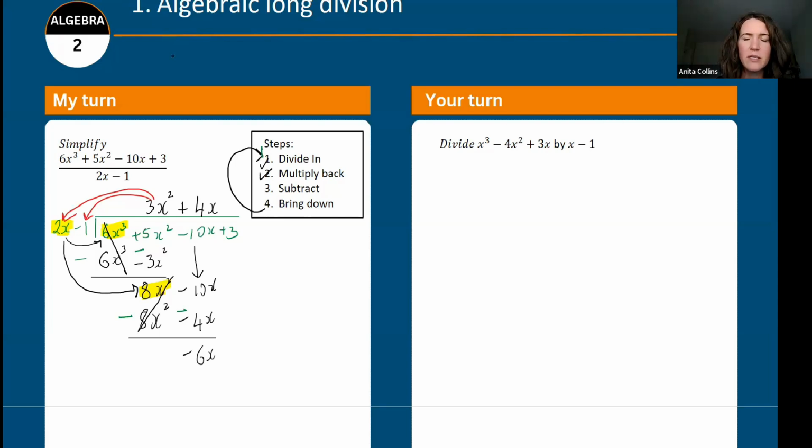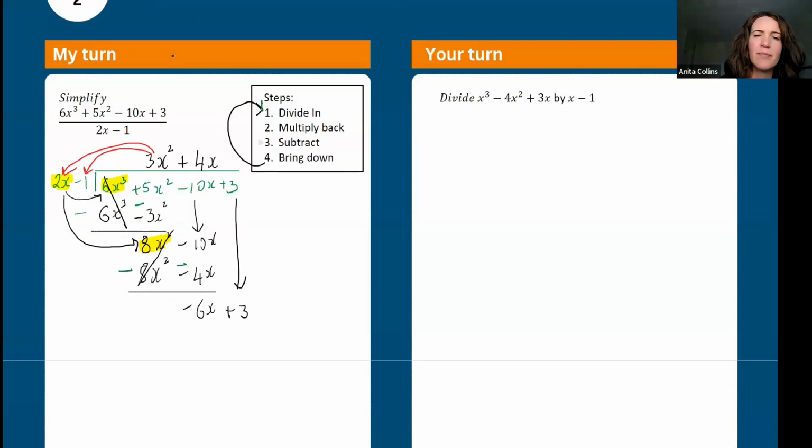That's the subtract. Now we're on to bring down. This term here comes down and it becomes a plus 3. Bring down. Back up around again we go. Rub out our ticks, ready to go again. Scroll down a little bit.